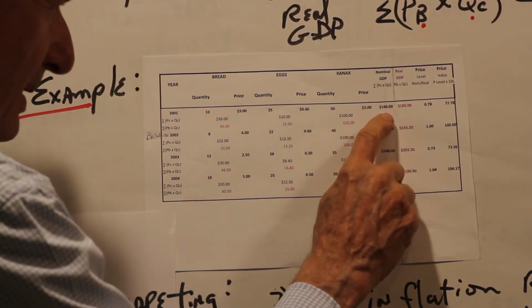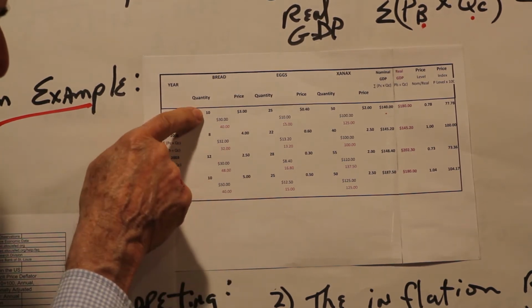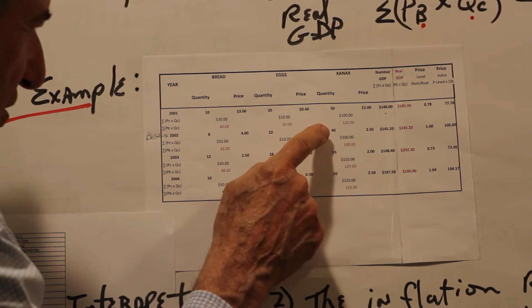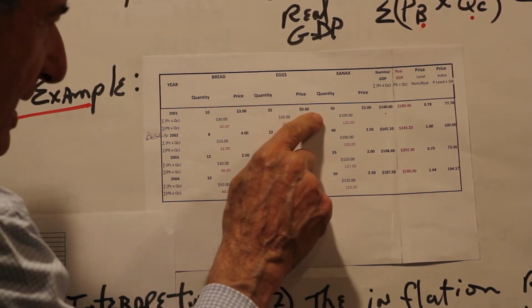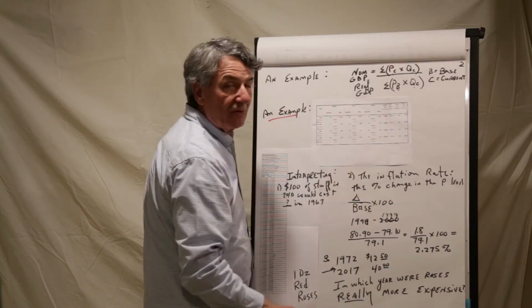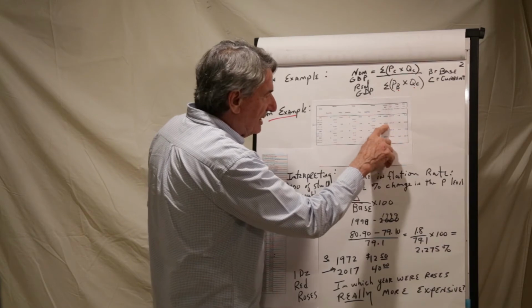But what about the quantities? Between years 1 and 2, bread went down from 10 to 8. Eggs went down from 25 to 22, the quantity of the goods produced. And Xanax, 50 versus 40. So in every category, there were fewer goods produced. And yet, our measure of GDP shows an increase.